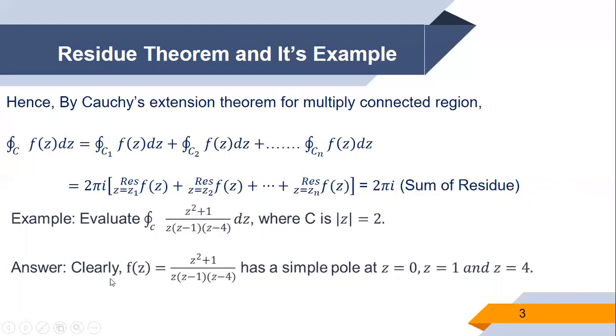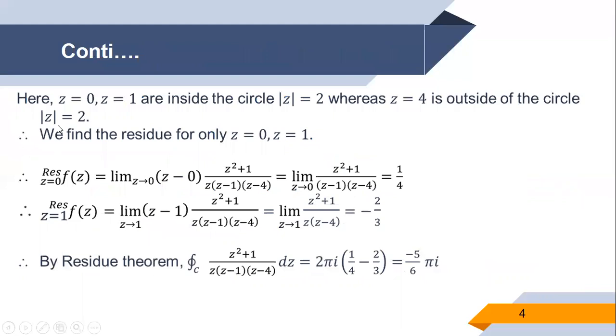So first clearly this function f of z, z square plus 1 upon z, z minus 1, z minus 4, has simple poles at z is equal to 0, z is equal to 1, z is equal to 4. So here z is equal to 0 and z is equal to 1 are inside the circle mod z is equal to 2.